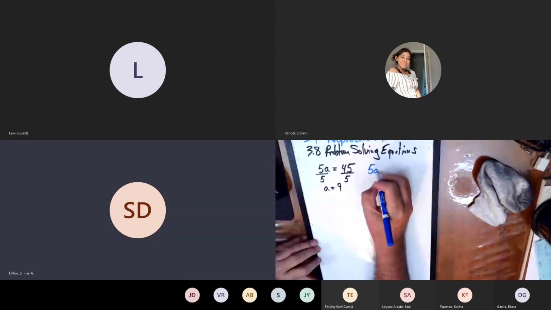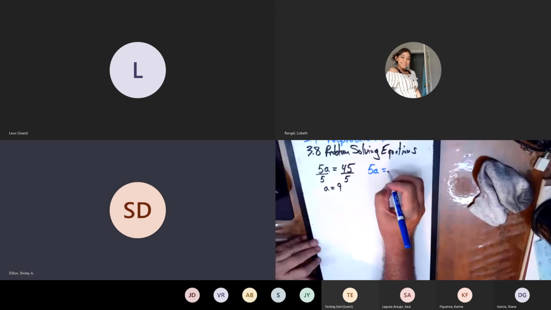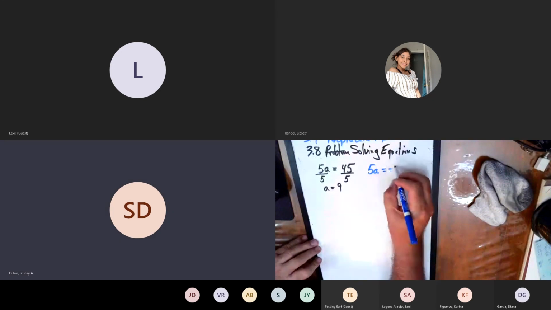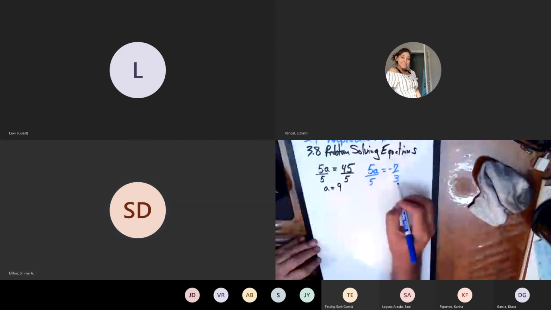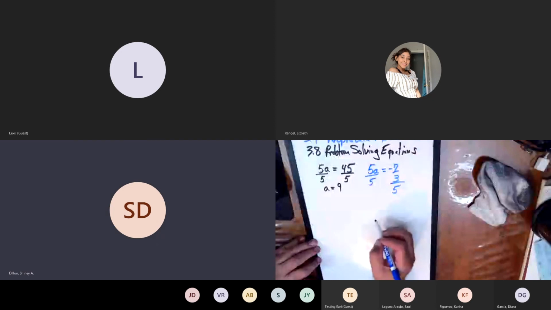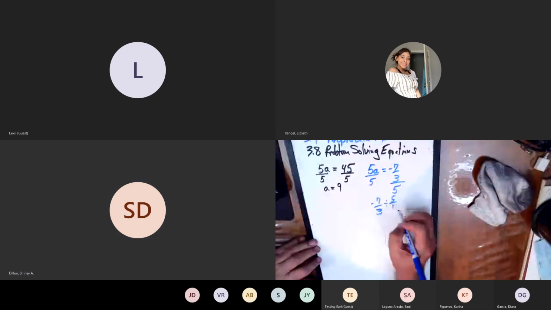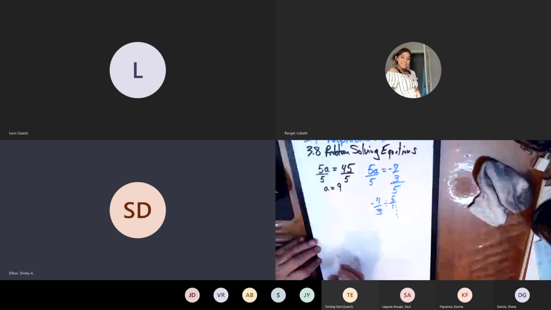So if I have 5a is equal to negative 7/3, you can certainly do it the old way. You can divide by 5, and you can divide by 5, and then this, of course, turns into negative 7/3 divided by 5 over 1, turn it into a fraction, and you can keep going. I'm going to show you a lot easier way.